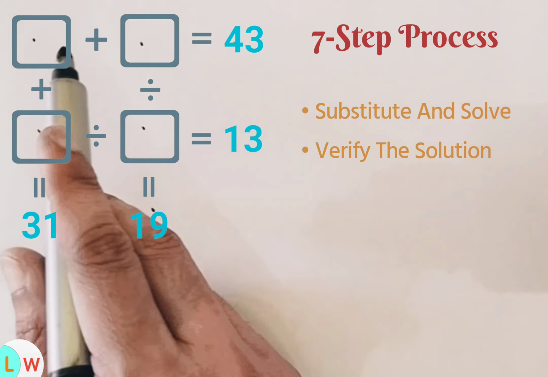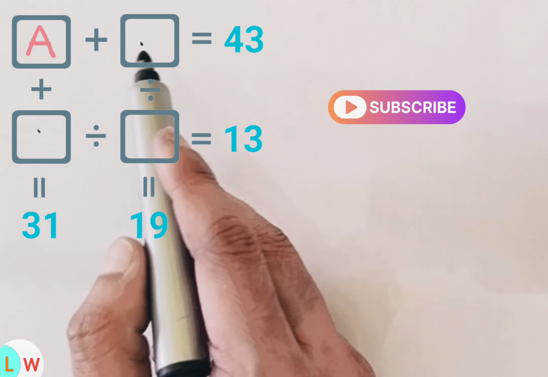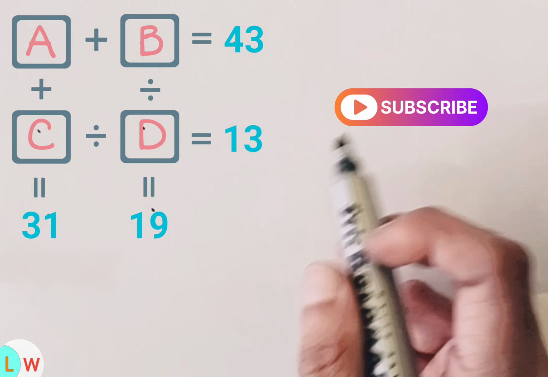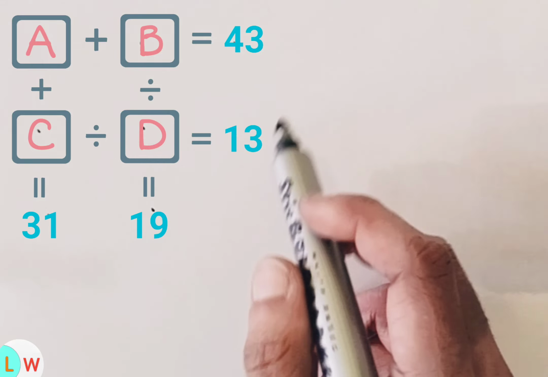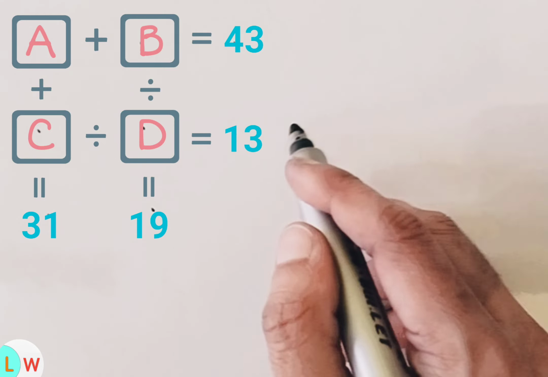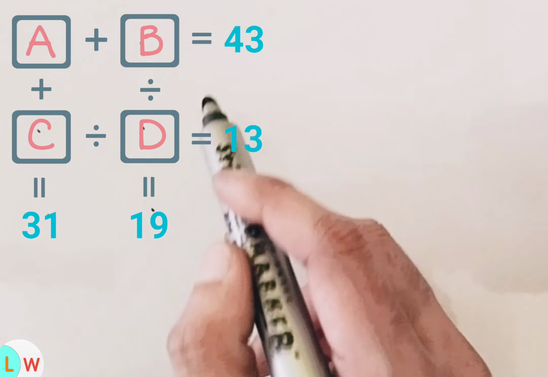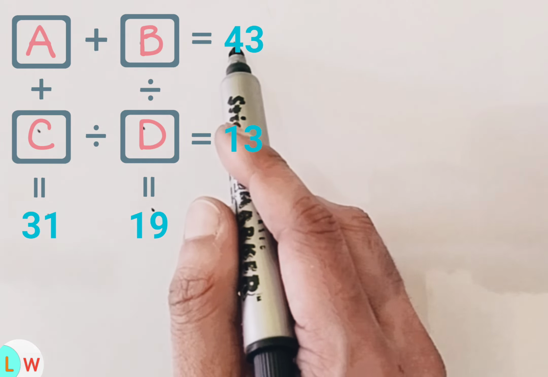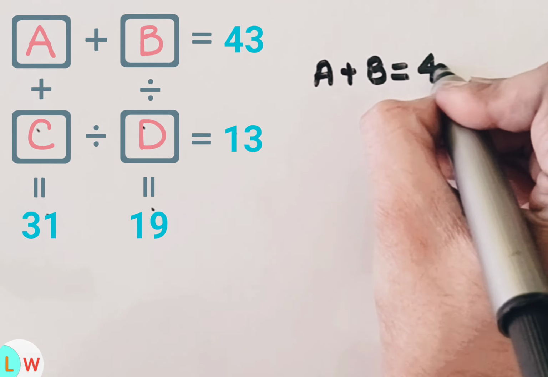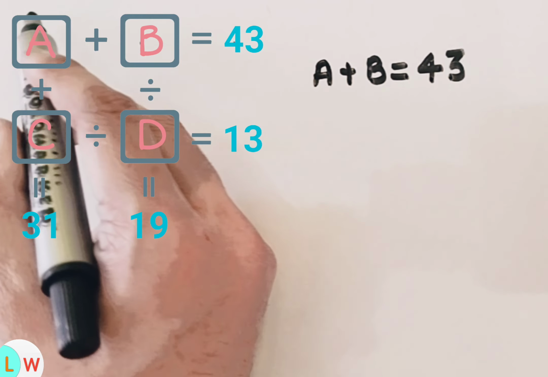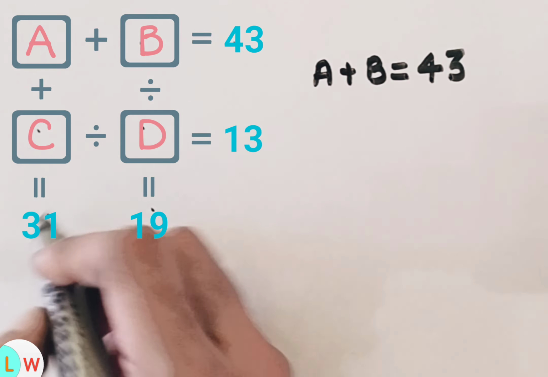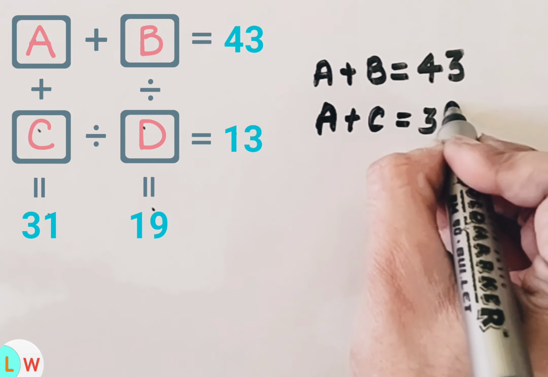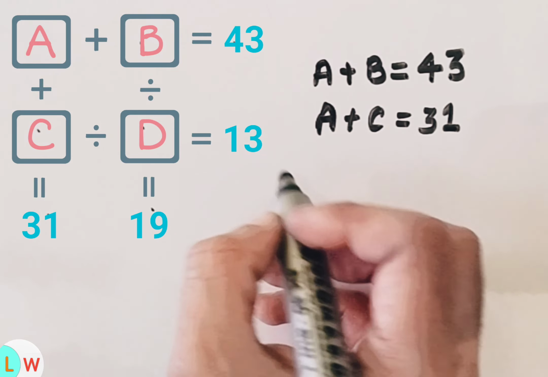I'm going to call this box A, this box B, this C and this D. And here is our much nicer looking figure and here is our next step. Let's go over this math problem once again. A plus B equals 43 and I have put that down over here. And now let's look at A plus C equals 31 and I have copied it down over here as well.